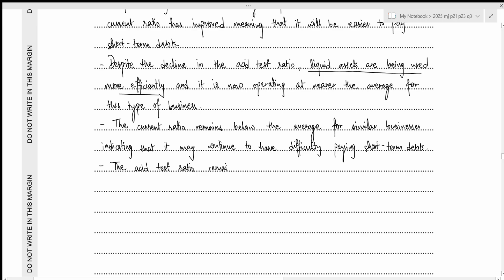remains above the average for similar businesses, indicating that liquid resources are not being used efficiently.